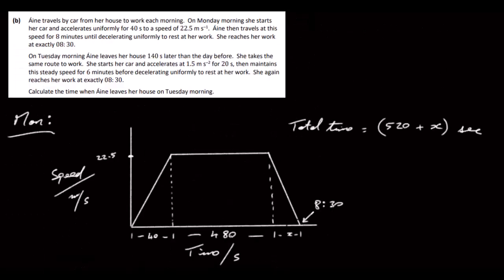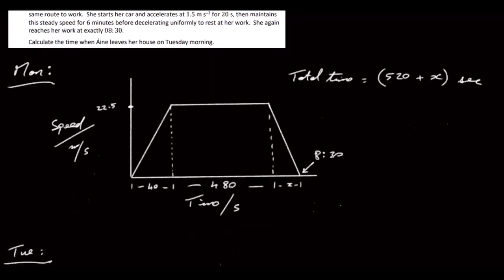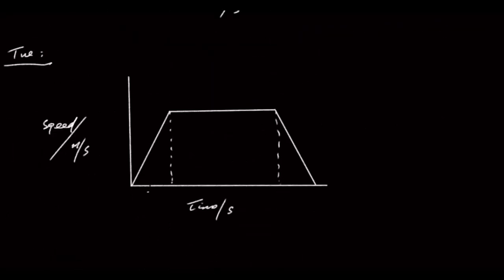Now she accelerates initially for 20 seconds and the acceleration is 1.5 meters per second squared. So this is 20 seconds here, and this is 1.5 meters per second squared accelerating. So if she's accelerating at 1.5 meters per second squared for 20 seconds, her final speed is going to be equal to 20 times 1.5, which is 30 meters per second.